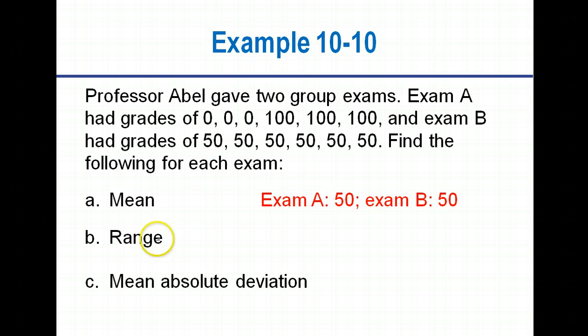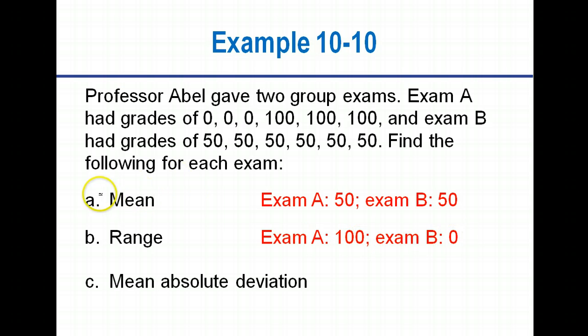Okay, so what about the range? The range, remember, for a data set is the upper extreme minus the lower extreme. So for exam A, notice the upper extreme is a score of 100 and the lower extreme is a score of 0. So the range there is 100. And for exam B, the range is what? They're all the same score, which means that the range is 0. There is no difference between the upper and lower extremes. So for exam A, we have a range of 100, and exam B, we have a range of 0.